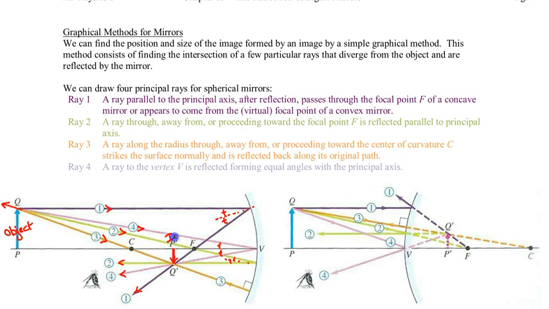By the way, this is the image, right? And also, you need to talk about the orientation. Is it inverted or is it still upright? So, those are the three characteristics that you need to discuss.